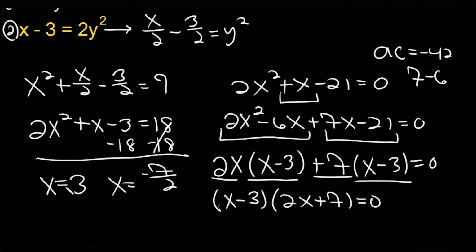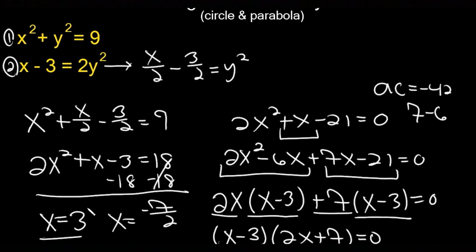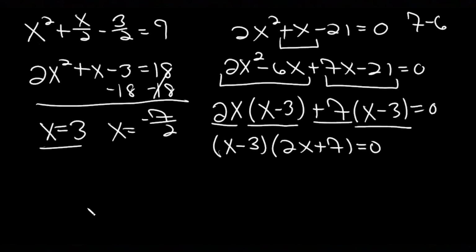So now we're going to take these values and plug them back into the original equations and see what we get for y. So I'm going to start with 3. I'm going to do this one first, and I'm going to plug it into equation 1. So if we scroll up, equation 1's pretty easy. I'll go ahead and plug it into that one and see what we get. So I'm going to write equation 1 below. That way we have it. So it's x squared plus y squared equal to 9.